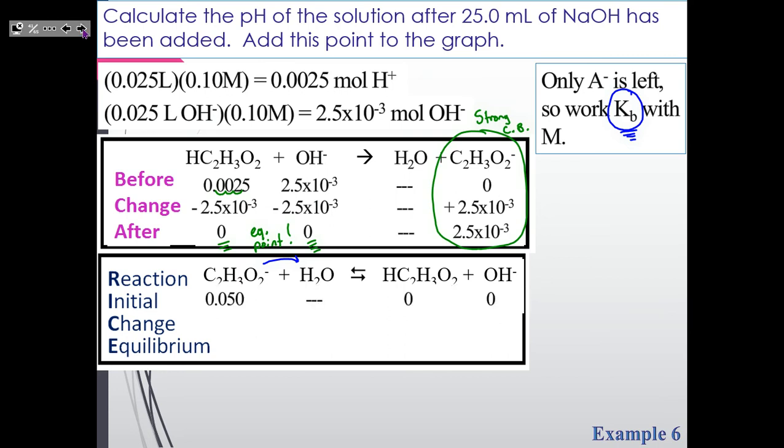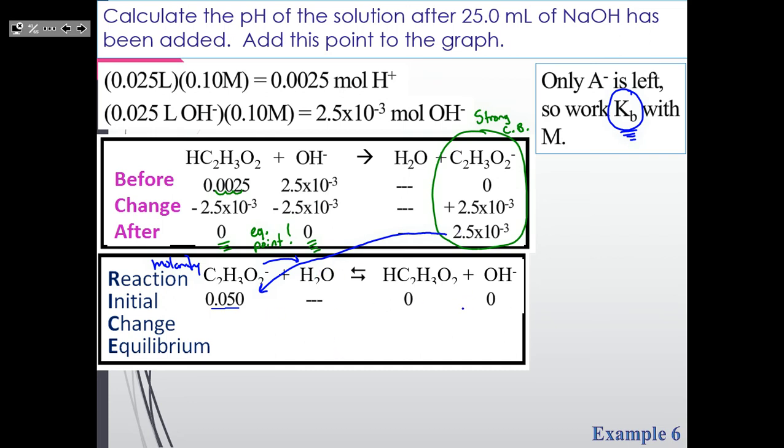So the initial, remember, this is molarity. We need moles per liter. We're going to plug that in for the conjugate base. And where is that coming from? All the way over here. So we're not just willy-nilly plugging in things like we used to. We got to make sure we keep track of what's happening.